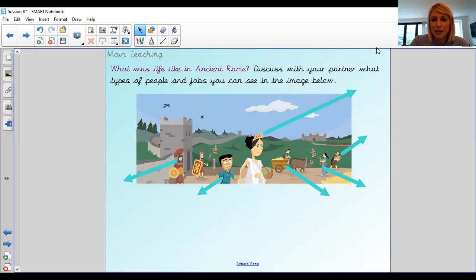So first of all, let's think about life in ancient Rome then, in Italy. And we want to think about different types of characters that we might come across in ancient Rome. So have a look at the picture there. What sorts of characters can you see there? What sorts of different people can you see?